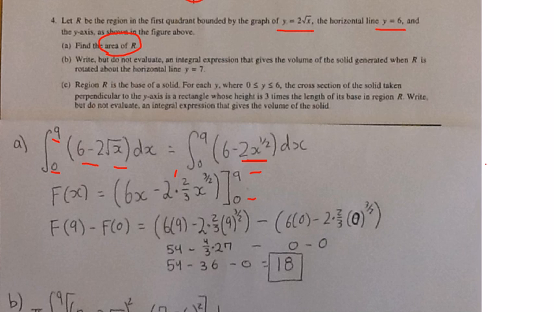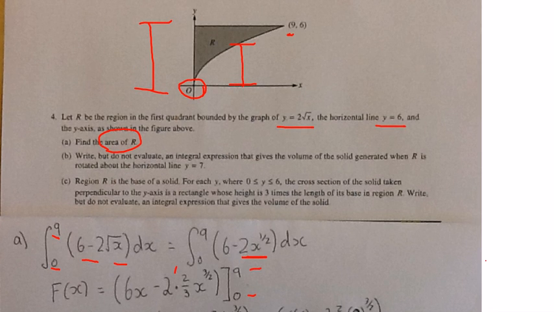B asks, write but do not evaluate an integral expression that gives the volume of a solid generated when R is rotated about the horizontal line y equals 7. Okay, so I'm going to do this in green. Let me erase this so it doesn't get confusing. Green, okay. So y equals 7 would be right about there. And we're going to want to draw our inner and outer radii because it's rotating, so we have radii now. It's going to be a washer, so that's our inner radius, that's our outer radius.